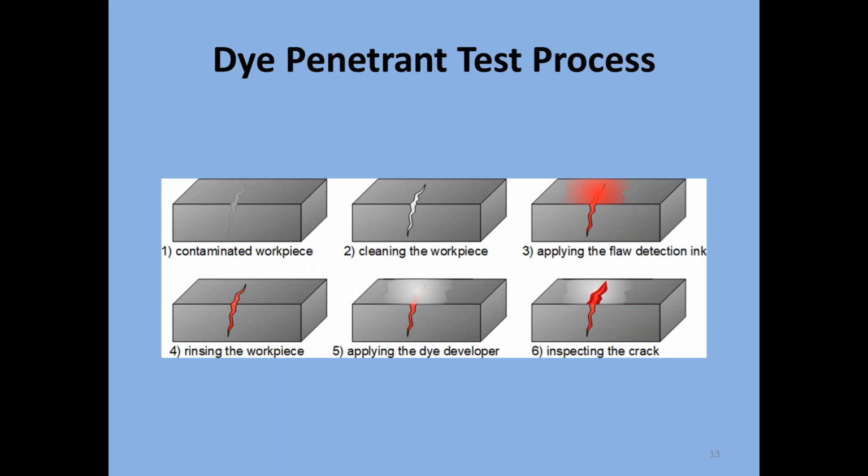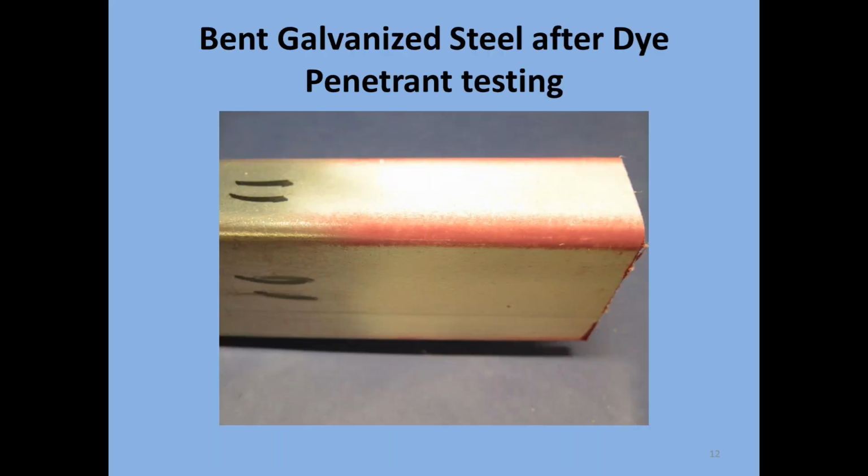And then you wipe all of that away, but the dye remains inside of the crack or any micro cracks. And then after that, a developer is sprayed on, and it absorbs the dye that seeps out of the crack onto the developer, revealing where those micro cracks are. So that's why the edges, these curved, bent edges of the galvanized steel, are reddish, because this area is full of micro cracks, and the flat areas here have no micro cracks. It's basically all right there, and that's why it turns red.